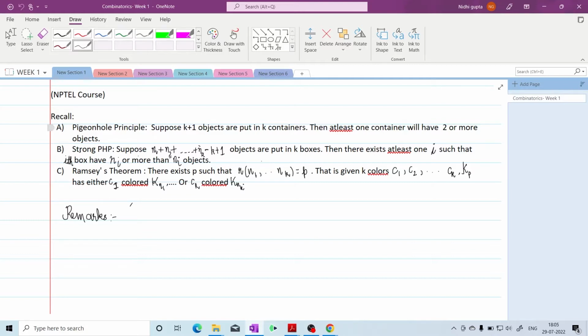First of all, I'll recall the principles that were discussed during this week. First was the pigeonhole principle. It said that if you have k plus 1 objects and you have to put them in k containers, then at least one container will have two or more objects. Then we have a stronger pigeonhole principle, which said if there are n1 plus n2 till nk minus k plus 1 objects, and you have to put them in k boxes, then there exists at least one ith box which will have ni objects or more than ni objects.